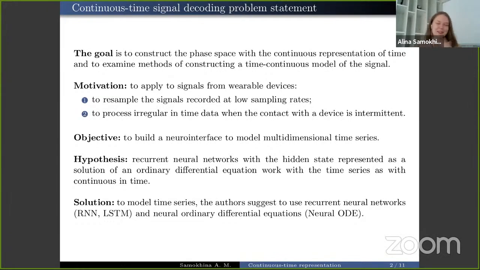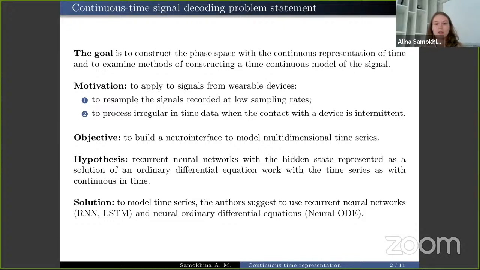Besides the scientific interest, we also have a real-world motivation. It is application to signals from wearable devices, such as accelerometers or electroencephalogram devices. What for? To resample the signals recorded at low sampling rates and to process irregular in-time data when the contact with the device is intermittent.